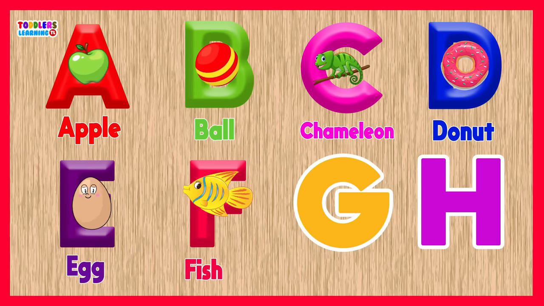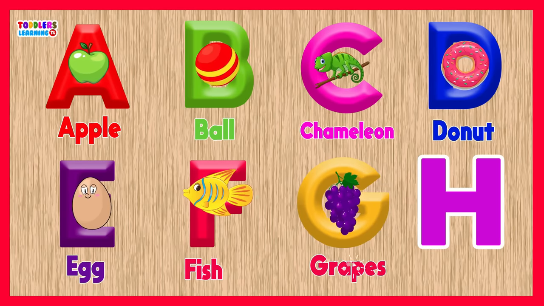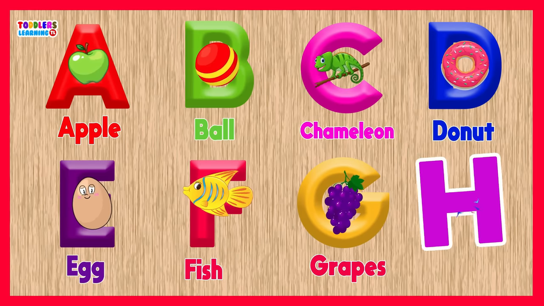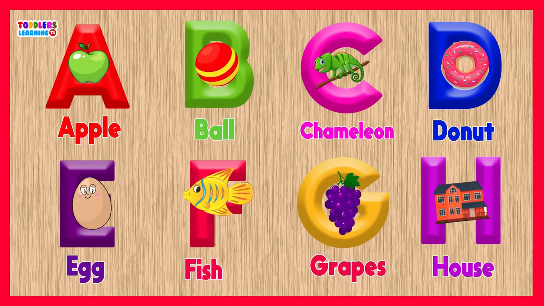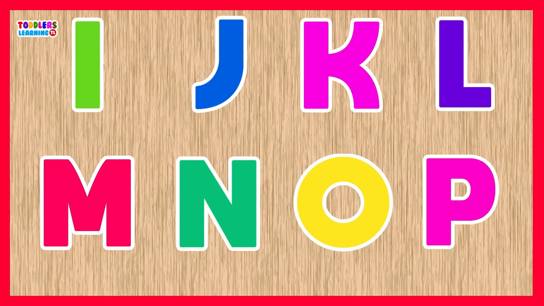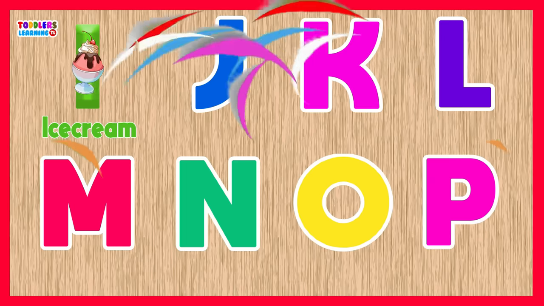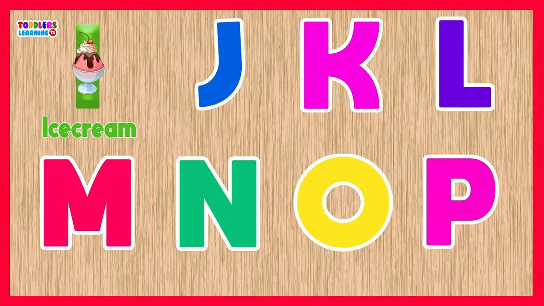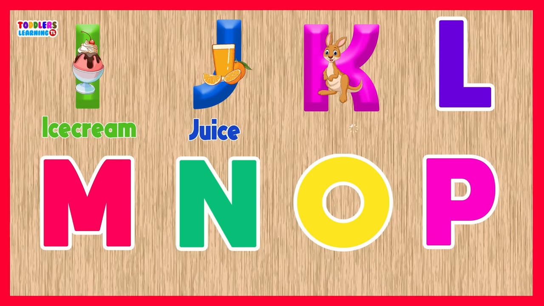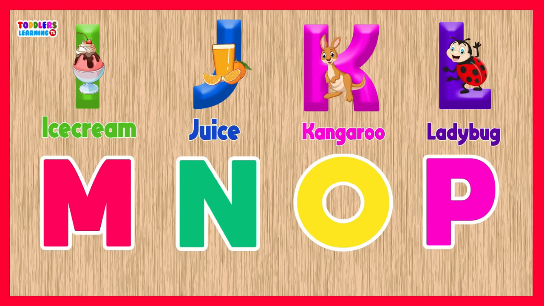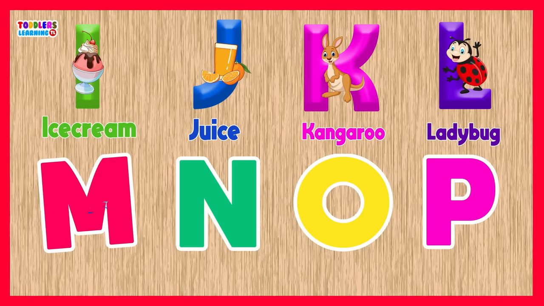Fish. G. G is for grapes. Grapes. H. H is for house. House. I. I is for ice cream. Ice cream. J. J is for juice. Juice. K. K is for kangaroo. Kangaroo. L. L is for ladybug. Ladybug. M. M is for mango.